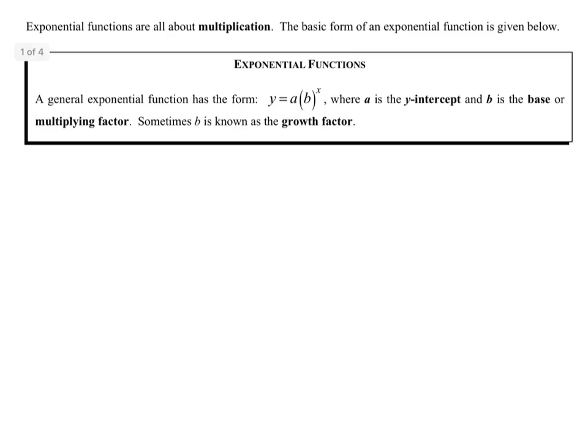So exponential functions are all about multiplication. The basic form of an exponential function is given below. So a general exponential function has the form y equals a times b to the x power, where a is the y-intercept and b is the base or multiplying factor. Sometimes b is known as the growth factor.